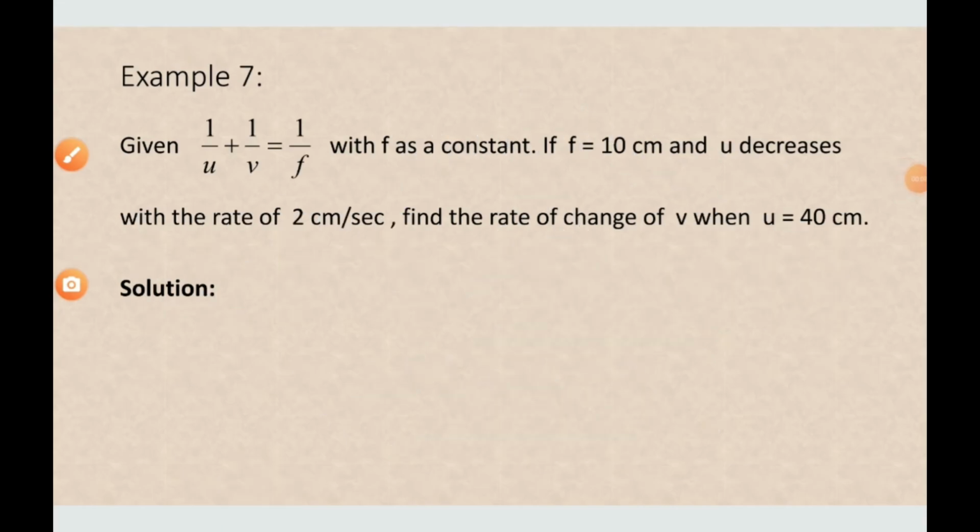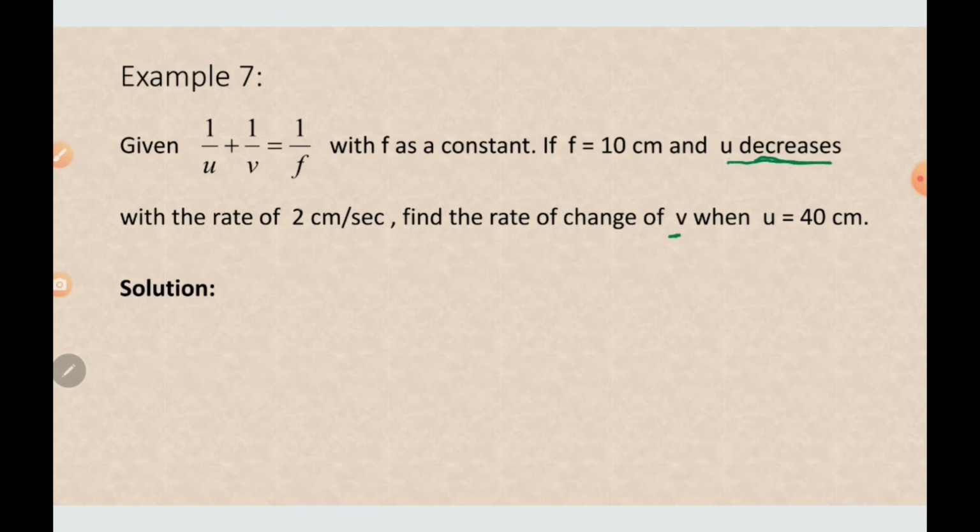Okay, example 7. Given 1 over u plus 1 over v equals 1 over f, with f as a constant. If f equals 10 centimeter and u decreases with the rate of 2 centimeter per second, find the rate of change of v when u equals 40 centimeter. So what is the information given here?